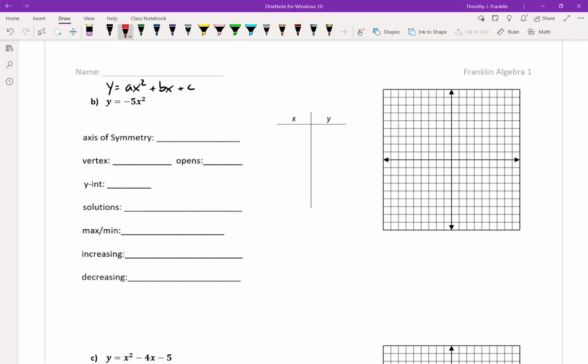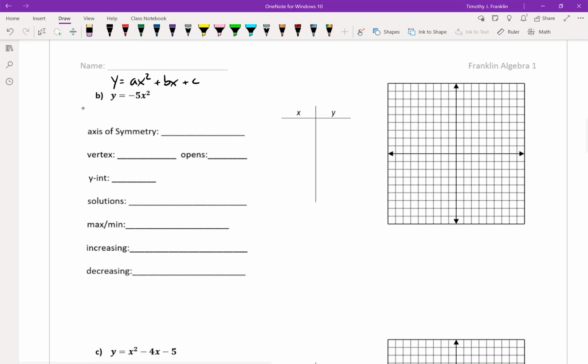So for our axis of symmetry, which is negative b over 2a, we get negative 0 over negative 10, which, because 0 is on top, that's just going to equal 0. So we know that our middle point for our table should be 0, because that's our AOS.